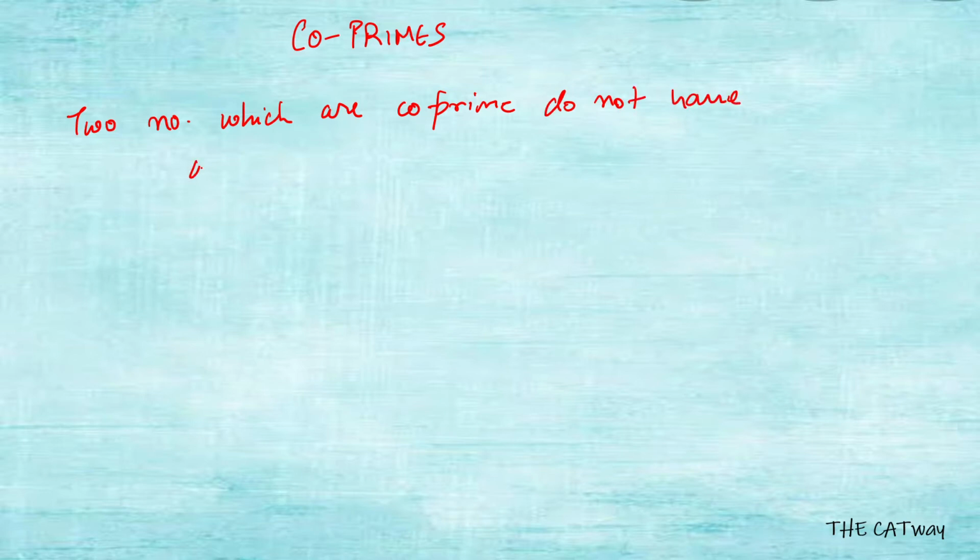Two numbers which are co-prime do not have any factor in common except one. Okay, so this is the condition for co-prime.